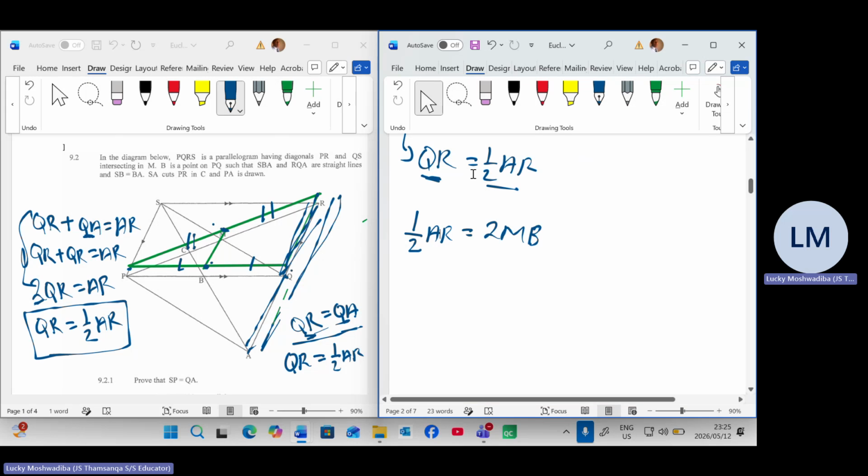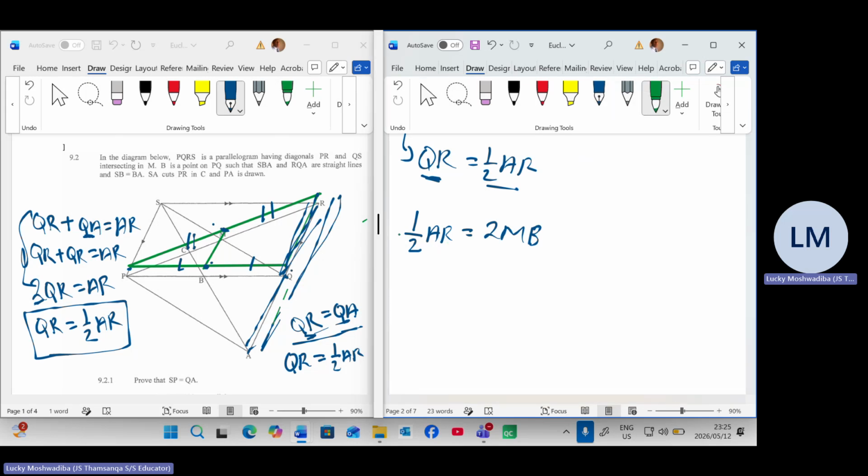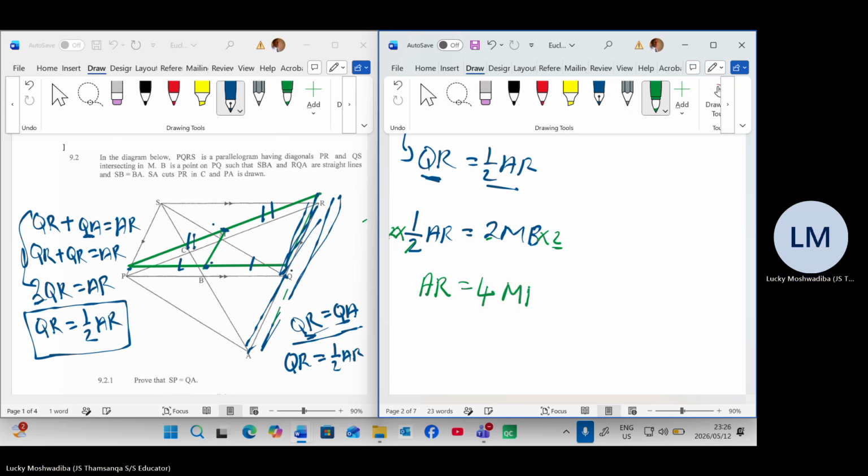How do we do that? We need to make AR the subject of the equation. From this equation, I can multiply both sides by 2, right? When we multiply both sides by 2, this 2 will cancel the 2. We are going to remain with AR is equal to 2 multiplied by 2 MB. We will get 4 MB. We are done. The last step will not be a mark because it was given to you guys.